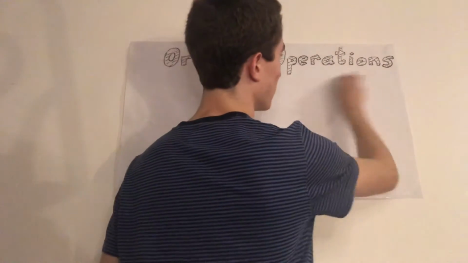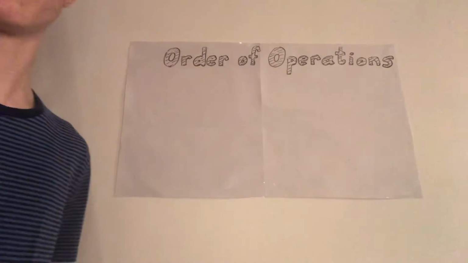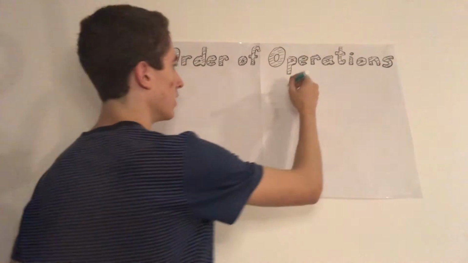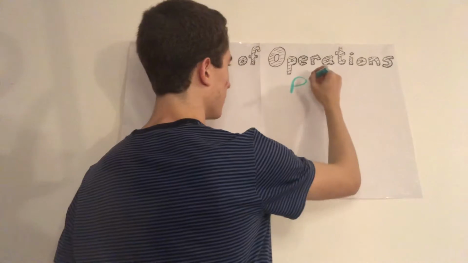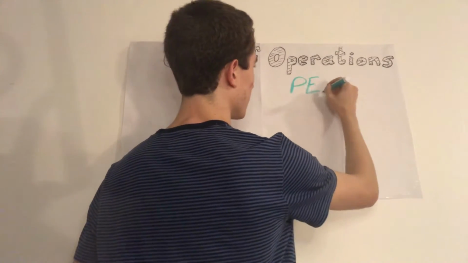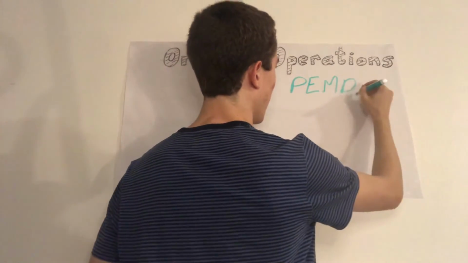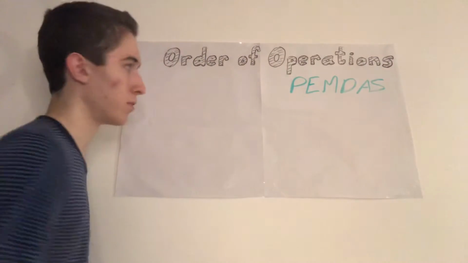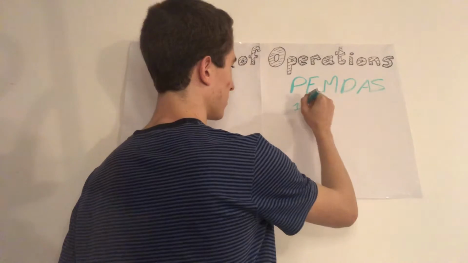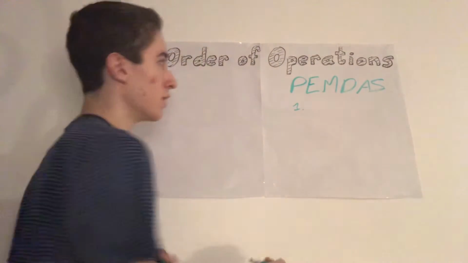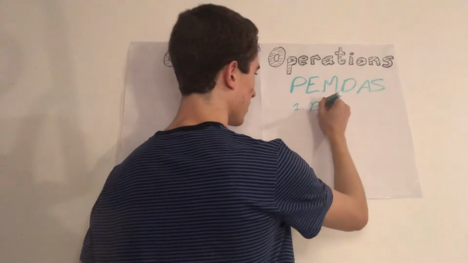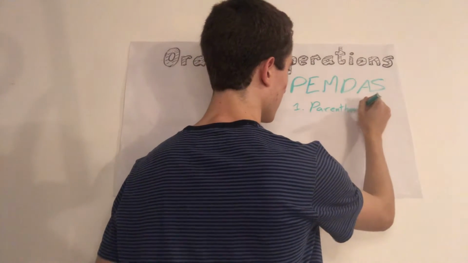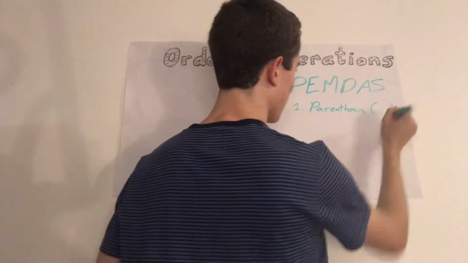And so, what is this order? To remember this order, there's a really cool acronym, which you've probably heard of, PEMDAS. And it stands for, and I'm going to do it in 4 bullet points because some of them overlap. First, we have parentheses, correct? Which are these brackets, parentheses.